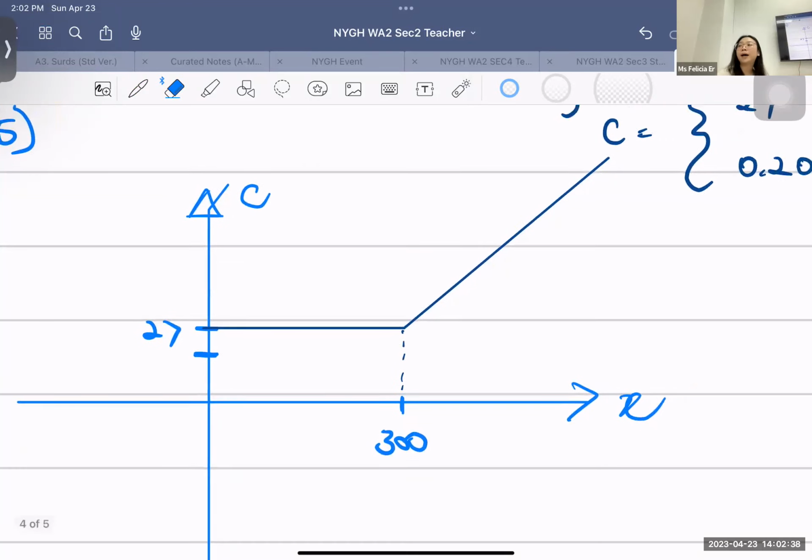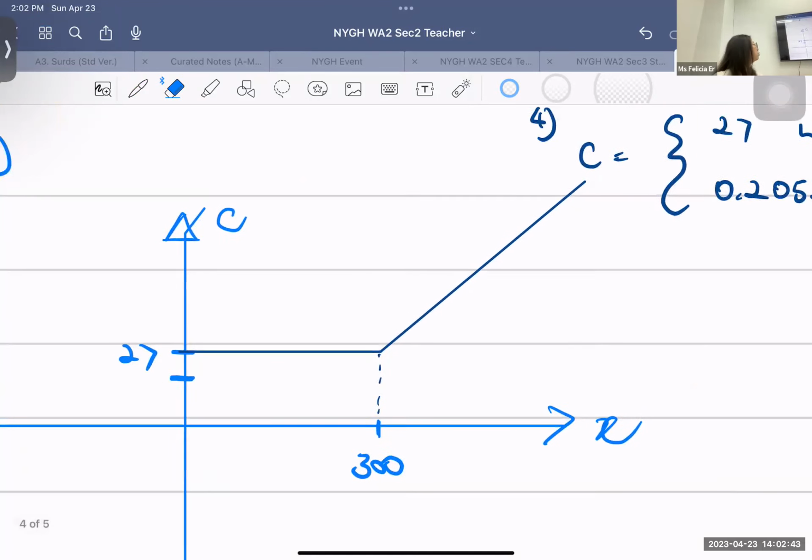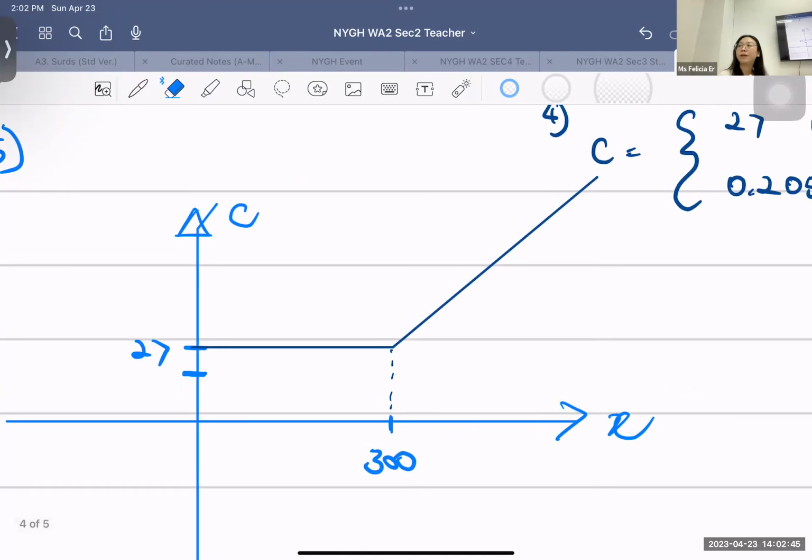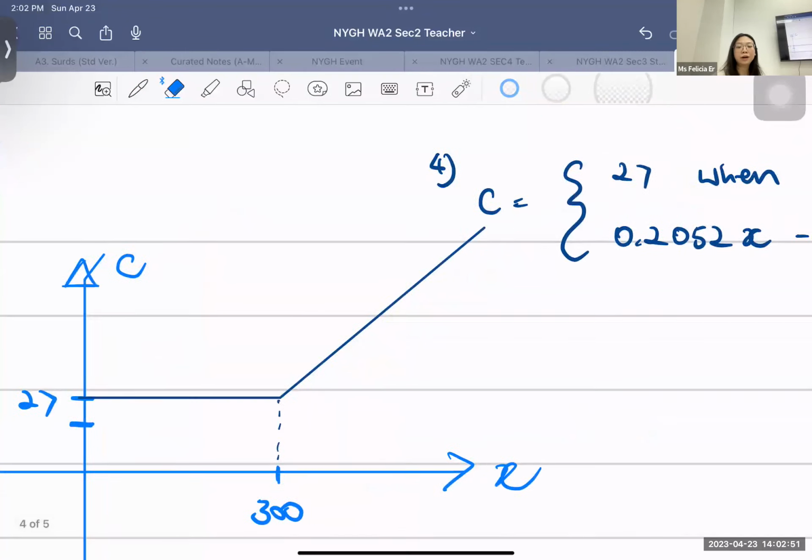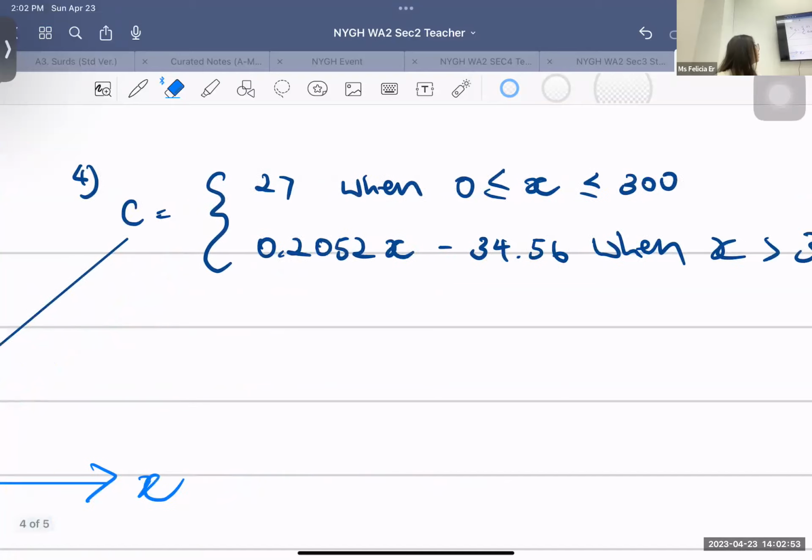So this is the tricky part that I would say for this whole entire WA. The tricky part is knowing how to write the equation of this graph. And take note, every time you draw a graph, drawing must indicate equation, right? So you must write this, you have no choice. So how do you write it down? It will look something like this.